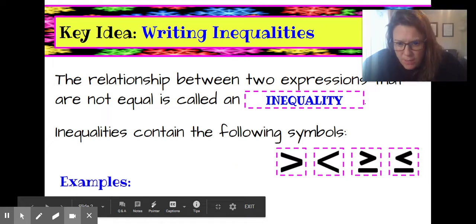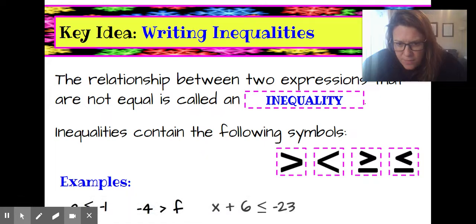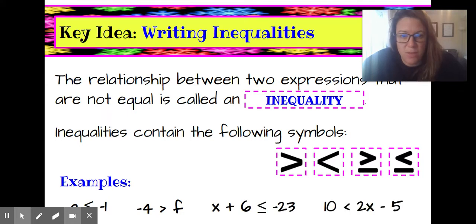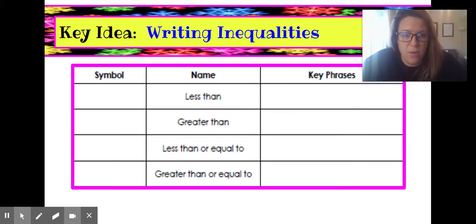So these are examples at the bottom. -4 is greater than f. That's an inequality. X plus 6 is less than or equal to -23. That's an inequality. And 10 is less than 2x minus 5. So all of these are inequalities, okay? Hopefully you remember some of them from last year.